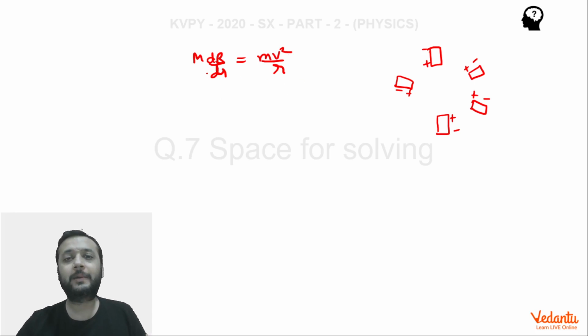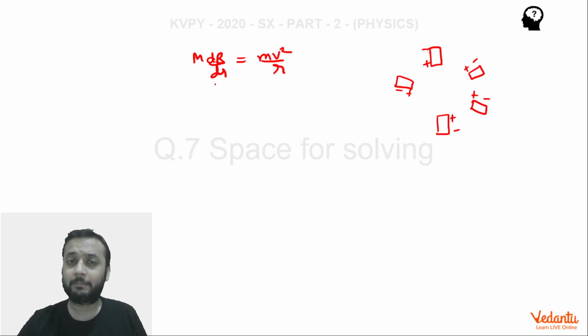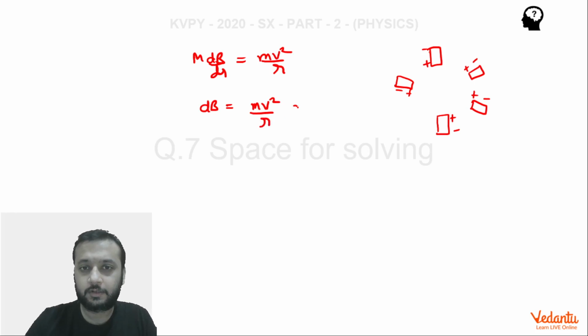Just like p dE by dr is the force on an electric dipole present in a non-uniform electric field, similarly m dB by dr will be the force on a magnetic dipole which is present in a non-uniform magnetic field. This will be equal to mv square by r. Now we have to find the value of dB, and this is mv square by r into dr upon m, where m is the magnetic moment.